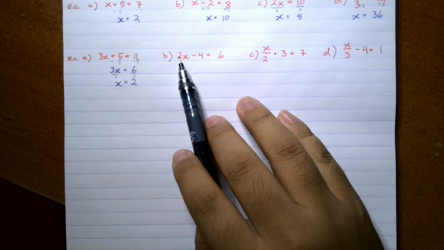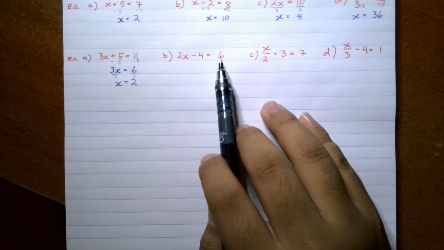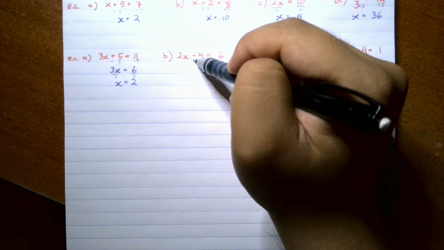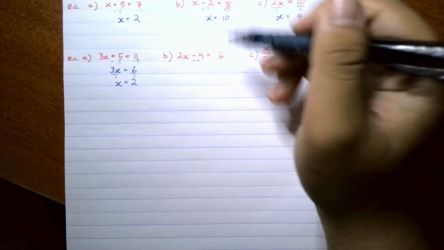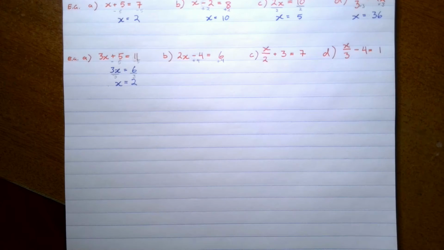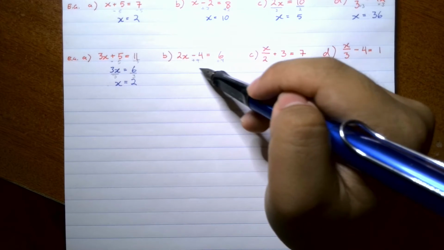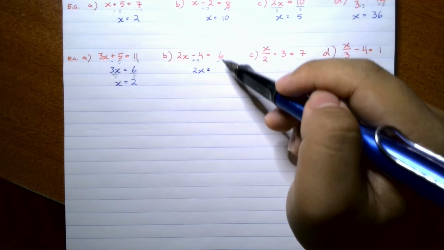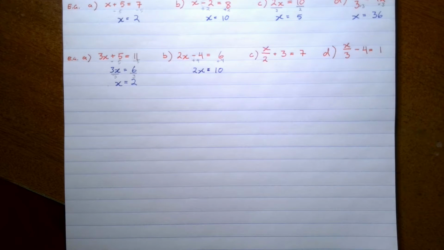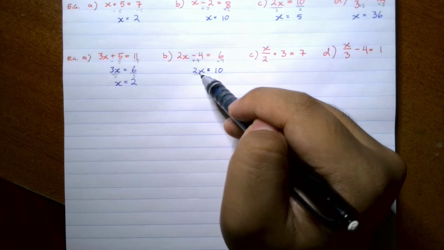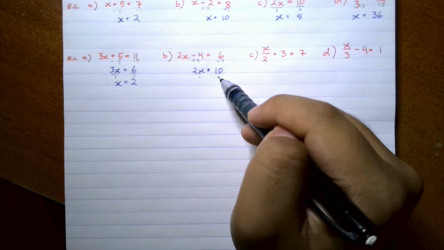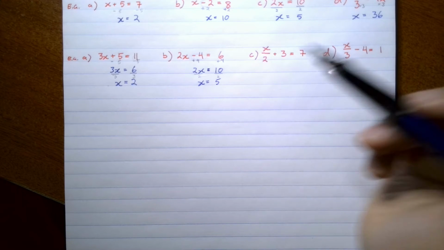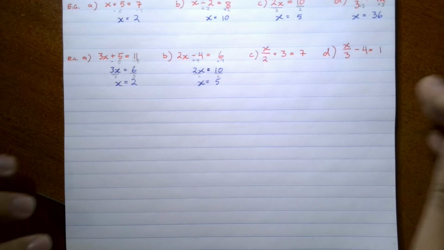Moving right along. 2x take away 4 equals 6. Well, since the minus 4 was the last thing that was done, we need to add 4 as our first reversal, plus 4. This will leave us with 2x by itself, like so. 6 plus 4 is 10. Reversing this one, that's over 2, over 2. That will leave us with x equals 5. Moving right along.